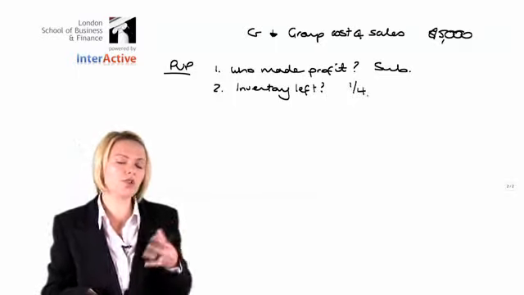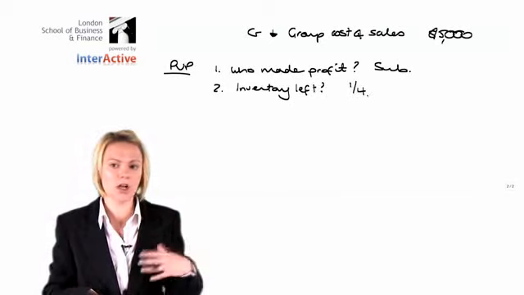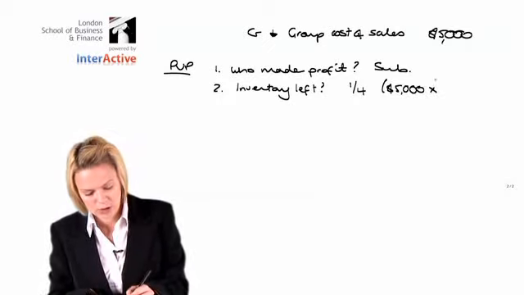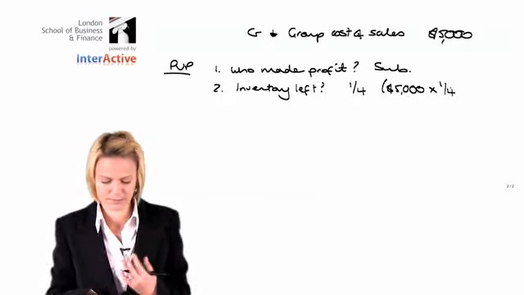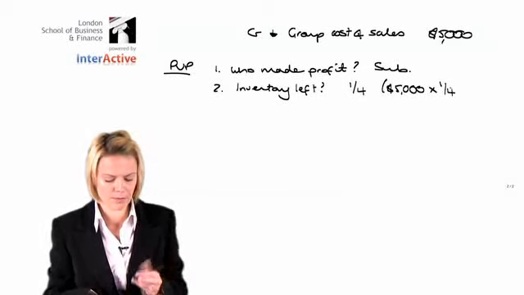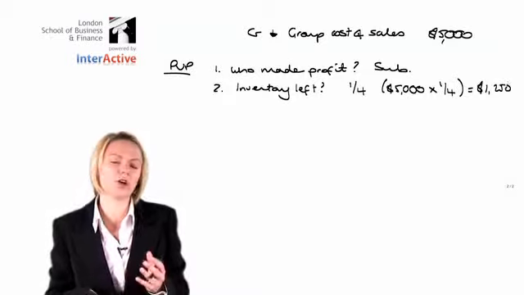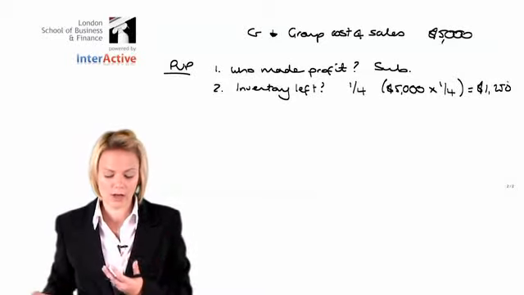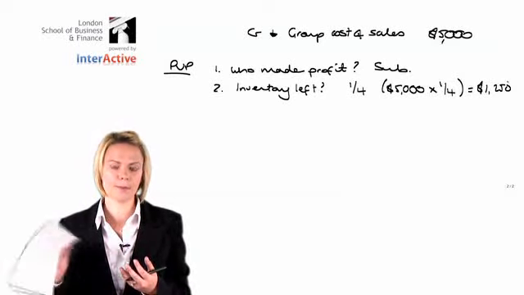A quarter of the goods are left within the group, which means 3/4 of those sales at 5 million have been sold, so a quarter of those goods are left. Okay. So that would mean then that $1.25 million worth of goods at a transfer price with a markup are still left within the group.